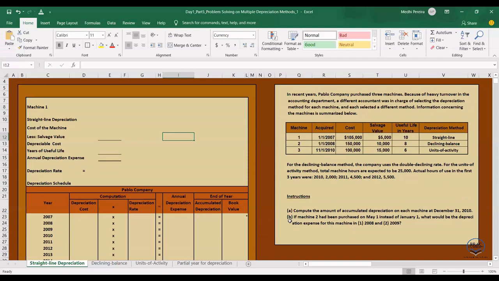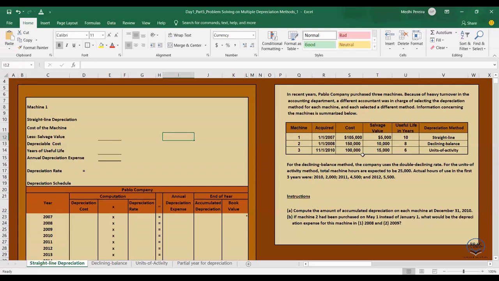And in instruction B, it says that if machine 2 had been purchased on May 1st instead of January 1st, what would be the depreciation expense for this machine in 2008 and 2009. So here an additional piece of information has been given, which asks what would have been the depreciation expense for machine 2 in the years 2008 and 2009.